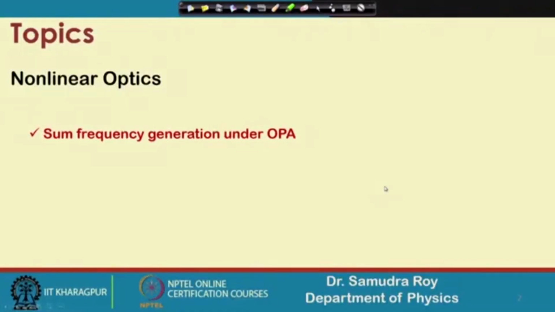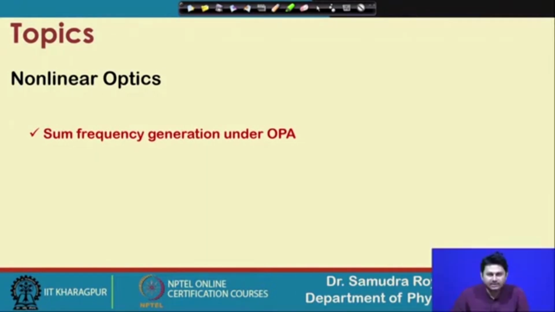So, let us start with today's topic, and we have one important topic: sum frequency generation under OPA. Sum frequency generation we have already studied in the previous classes. The basic concept is known: if two frequencies are launched together, there is a possibility that we will get a frequency which is the sum of them, and this is entirely a nonlinear process. The nonlinear frequency mixing is there, but the field that is going to generate this sum frequency is going to evolve, and this evolution process is important.